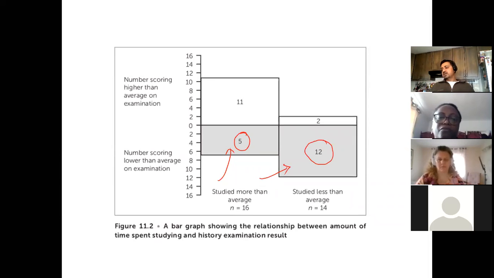The moment you look at this graph, you can pretty much interpret right away that if you study more, you would score more, okay? A table makes it a little more complex. A graph usually makes things more simple.